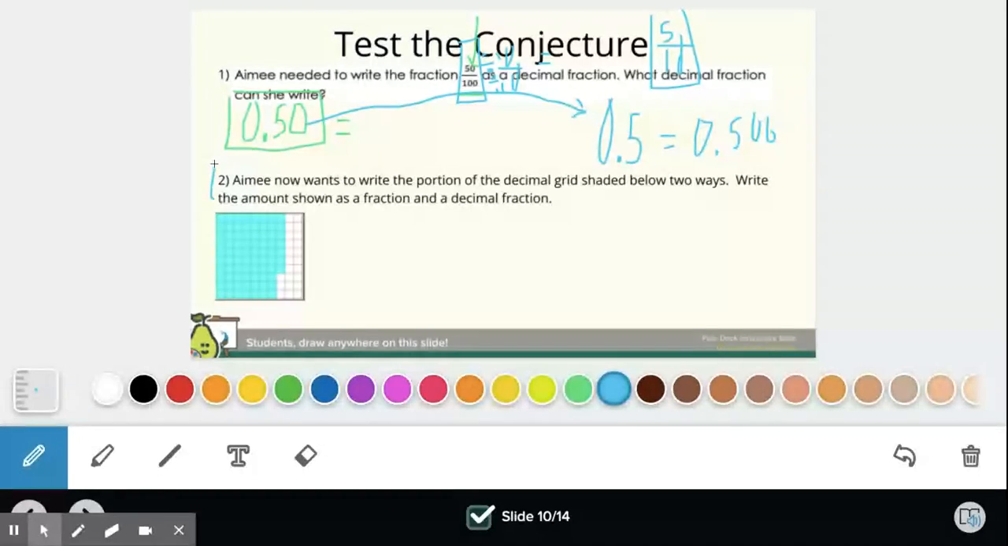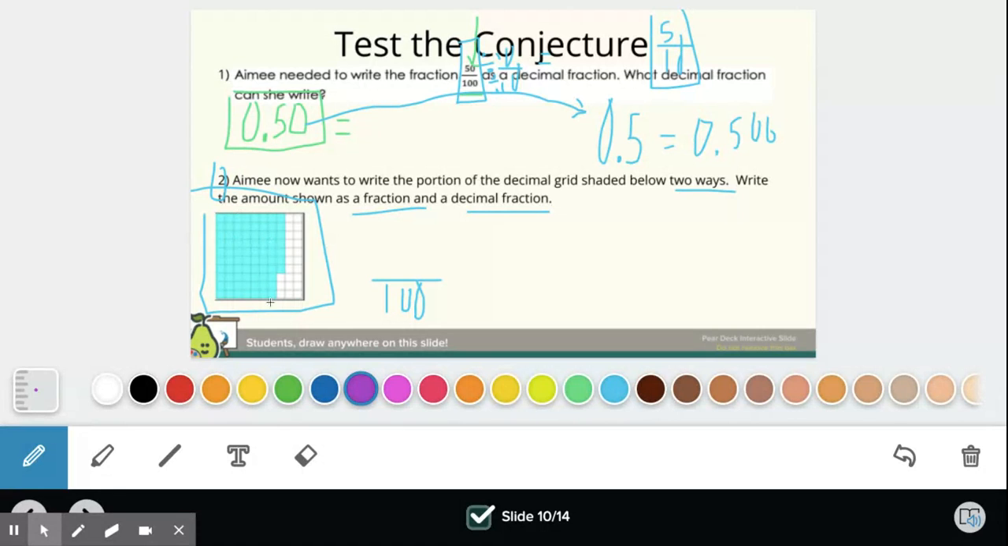Okay, question number 2. Amy now wants to write the portion of the decimal grid shaded below two ways. Write the amount shown as a fraction and a decimal fraction. Some of you might notice this is divided into 100 parts, but we could count it as well. If you count this in tens, we get 10, 20, 30, 40, 50, 60, 70, 80, 90, 100. So our denominator is 100. Then we would count the number of parts that are shaded in.